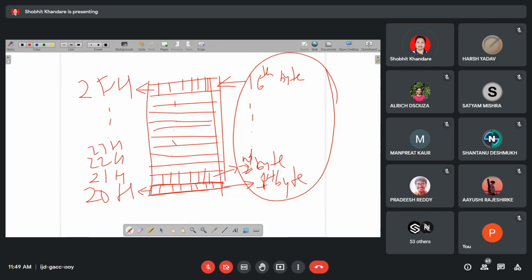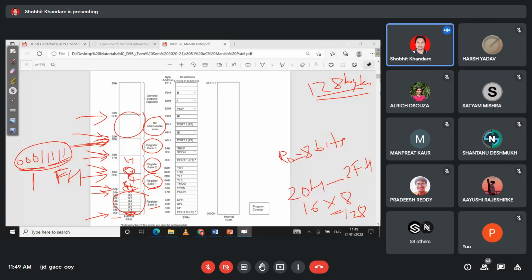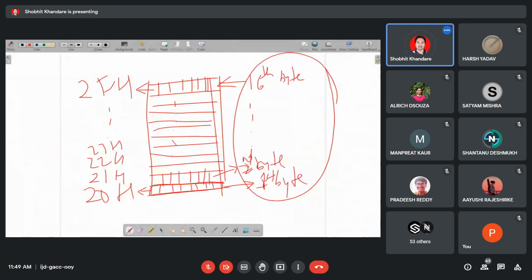ठीक है, अभी इसमें आपको मैं ये भी बता देता हूँ बिट एड्रेसेबल का क्या मतलब होता है. प्लीज पे अटेंशन. ये जो दिख रहा है आपको, ये जो दिख रहा है बिट एड्रेसेबल एरिया, ये अभी मैं बता रहा हूँ आपको. I want everyone to pay attention. Bit addressable का क्या मतलब होता है? I am explaining. See here now.